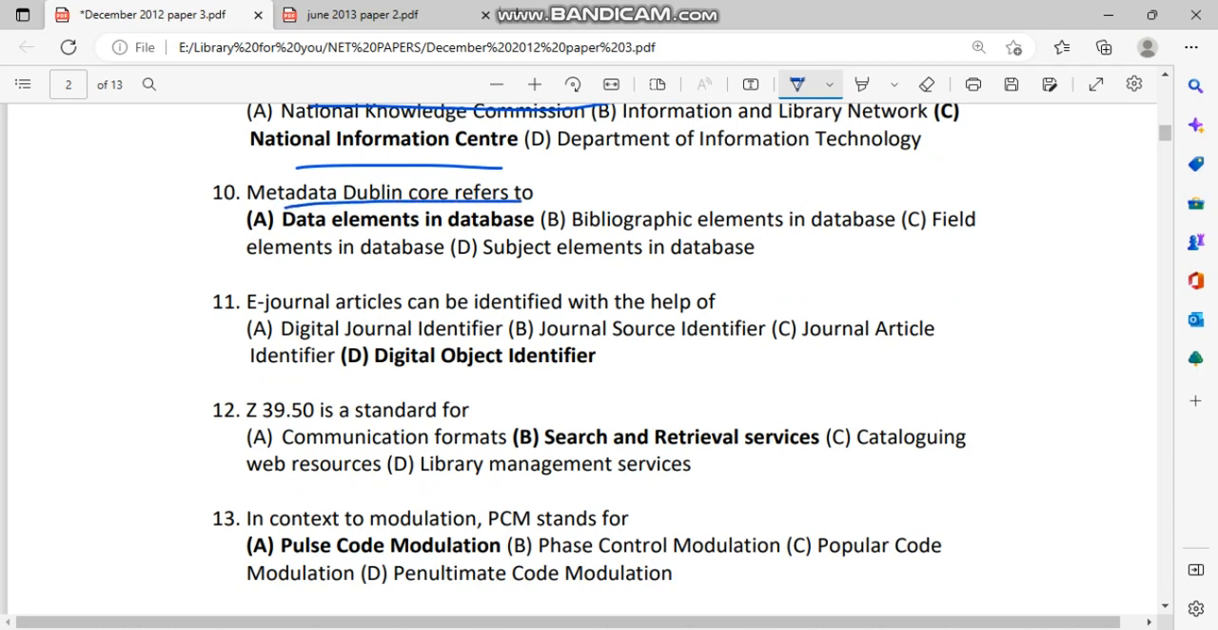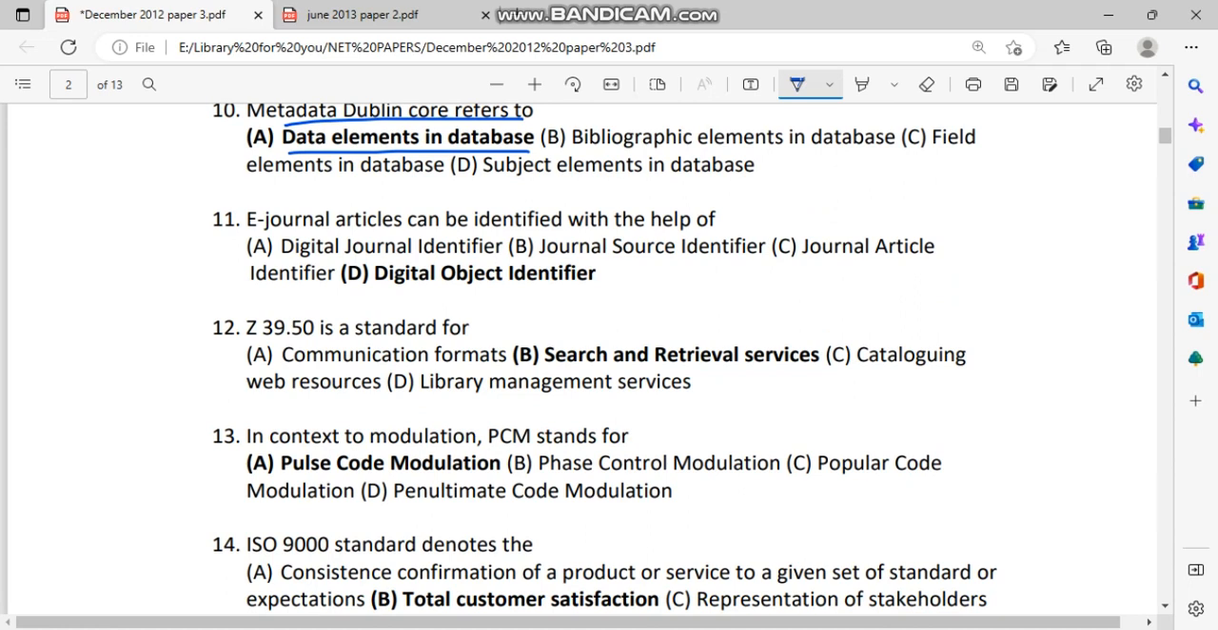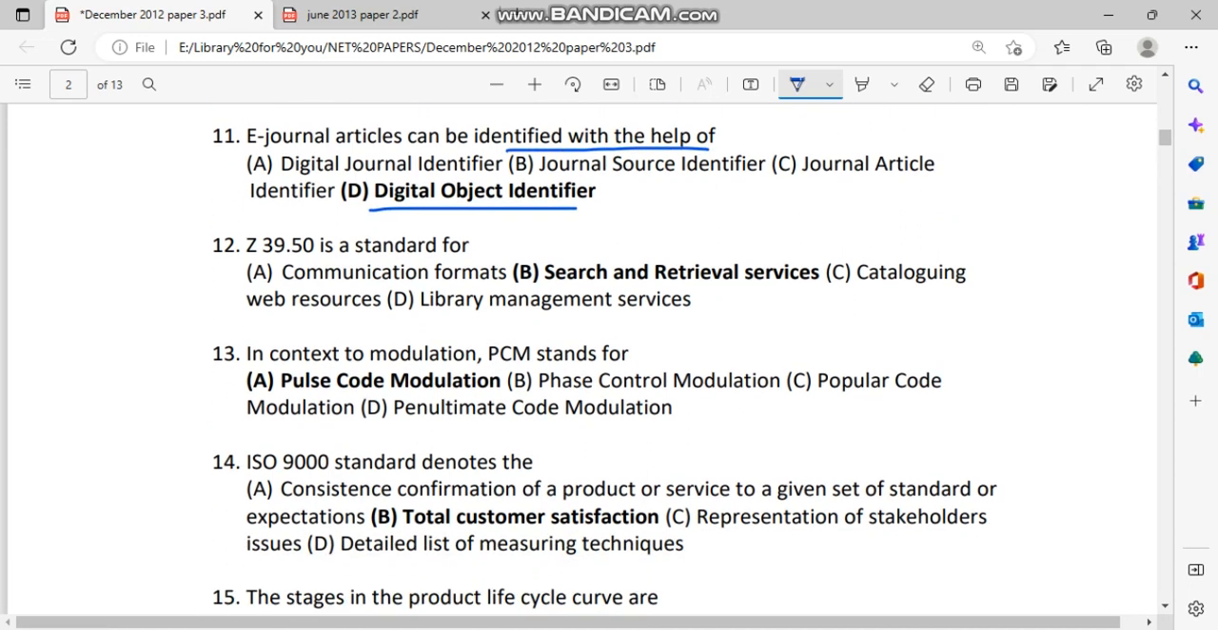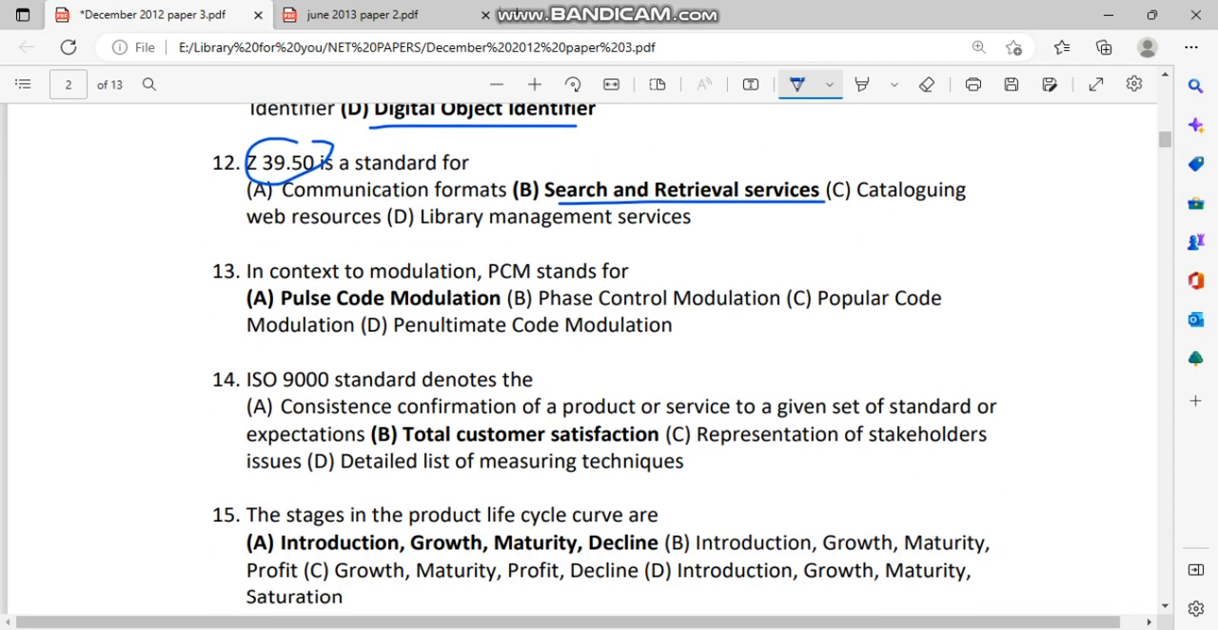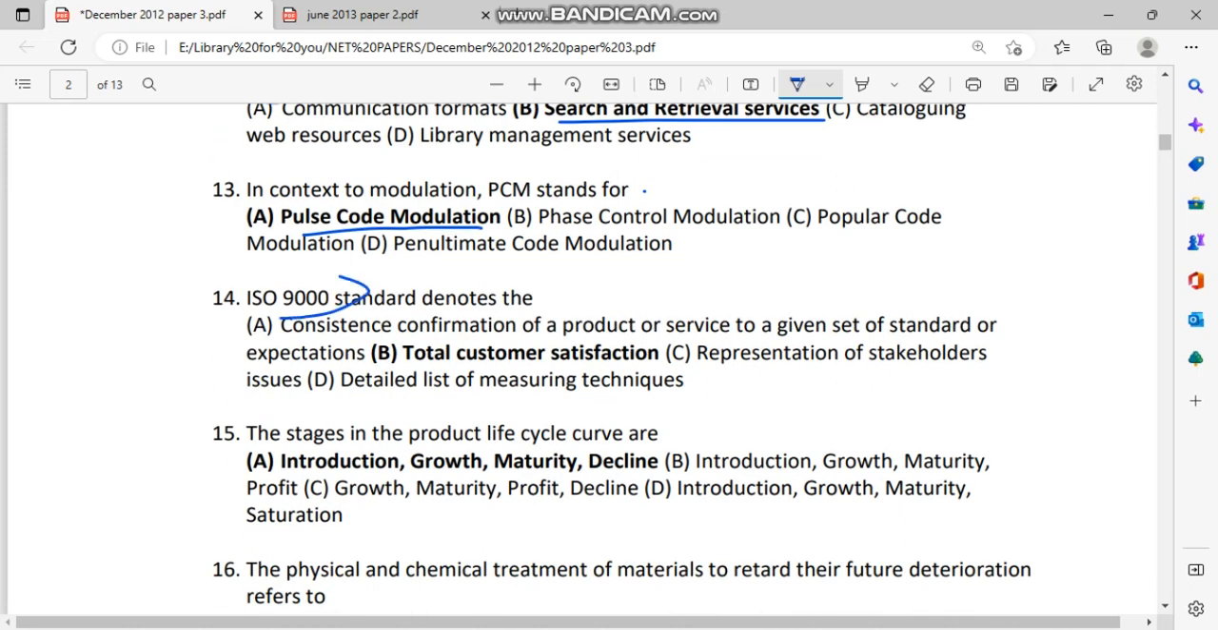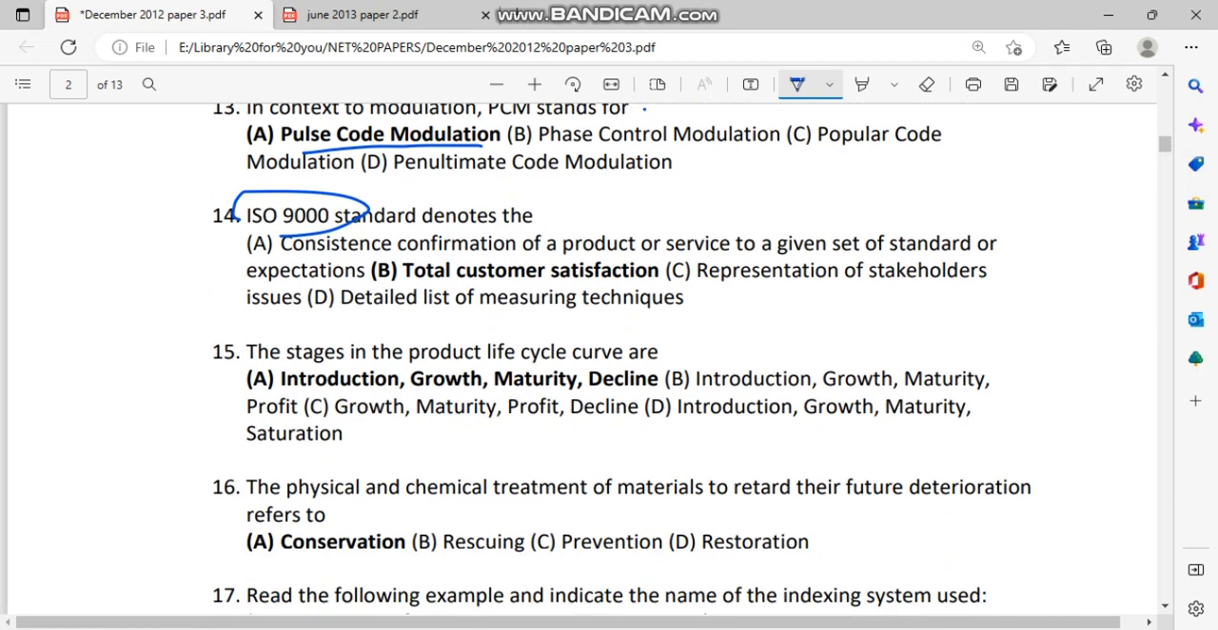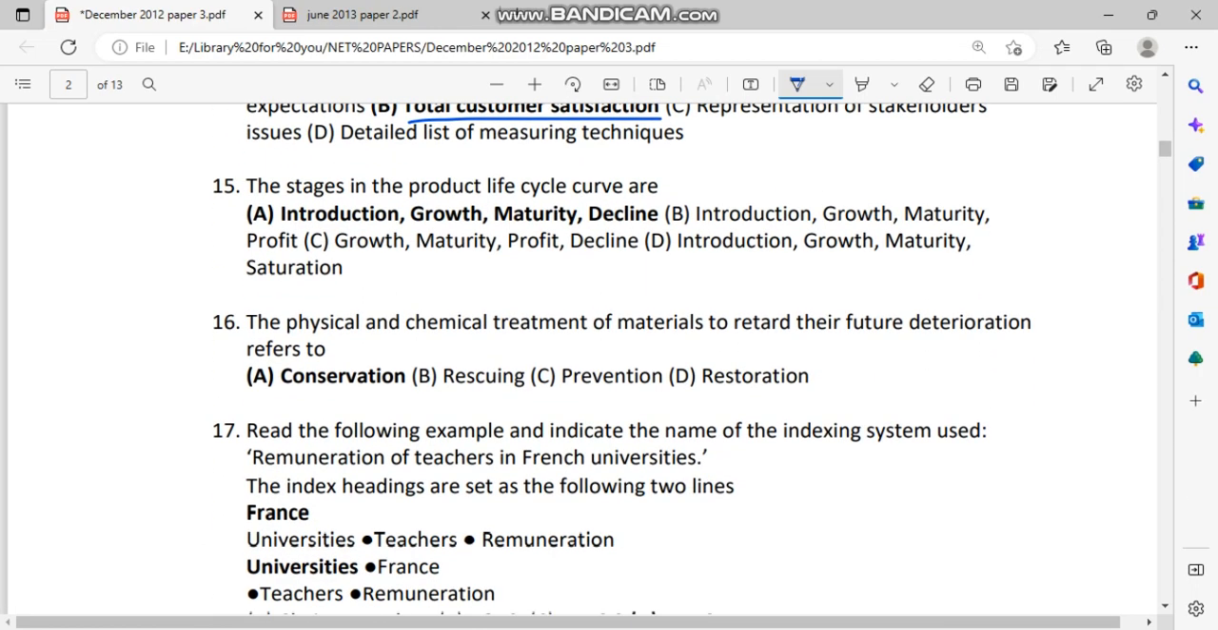Metadata Dublin Core refers to data elements in a database. E-journal articles can be identified with the help of digital object identifier. Z39.50 is a standard for search and retrieval services. In communication modulation, PCM stands for pulse code modulation. ISO 9000 standard denotes total customer satisfaction. The stages in the product life cycle curve are introduction, growth, maturity and decline.